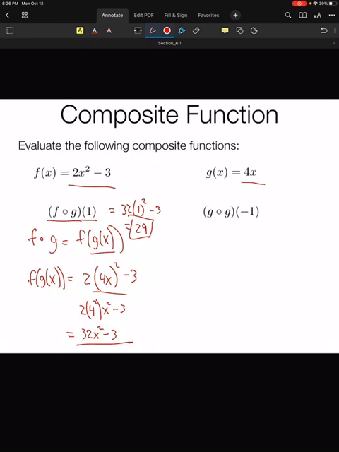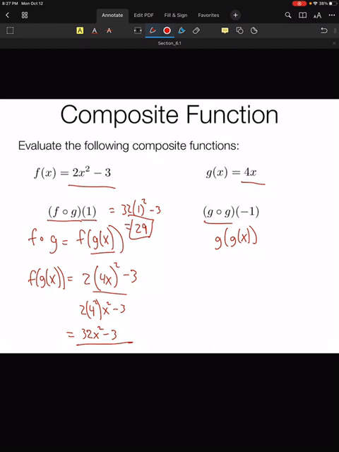Now let's try another one. It might not always be f composite g. Here I have an example where it's g composite g. So I can do it with the same function. You would rewrite that as g of g of x, and I substitute the entire function g wherever I see an x in g.